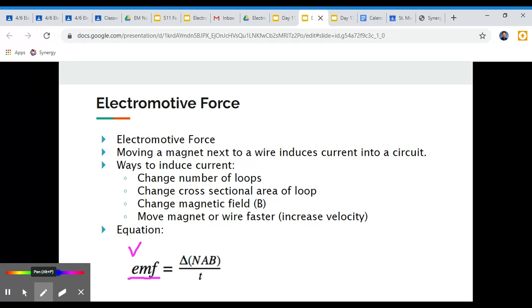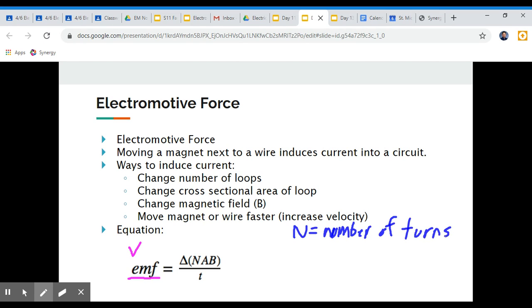So it's a change in one of these three things. Either N, capital N, which is the number of coils, sometimes called the number of turns, or the amount of turns that the coil has. And that obviously has no unit label to it. You can call it turns if you want to.